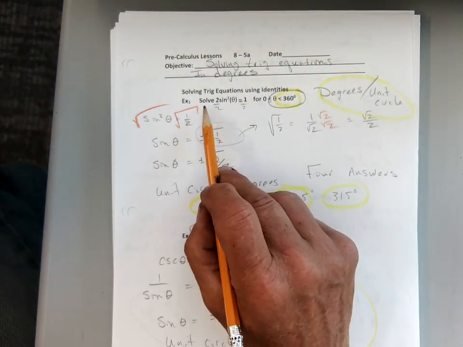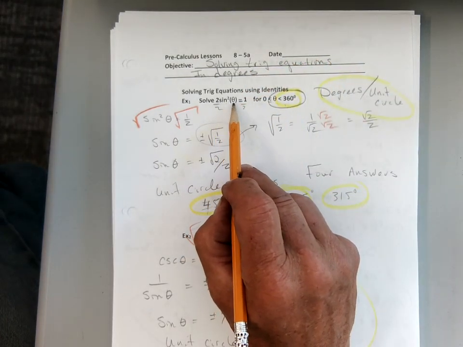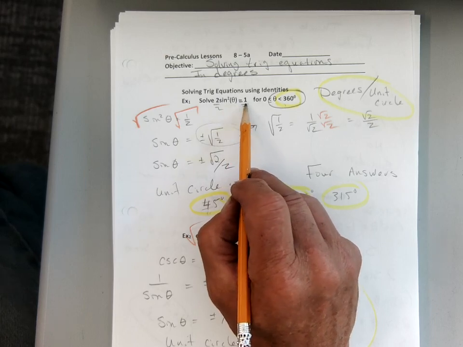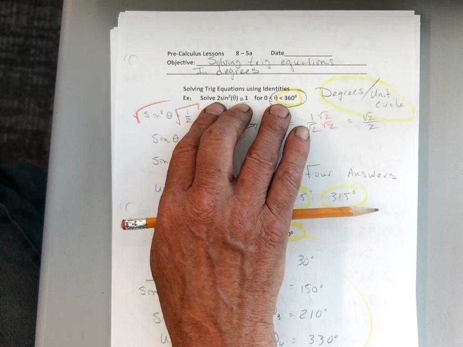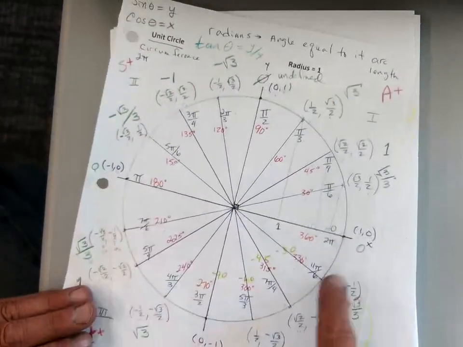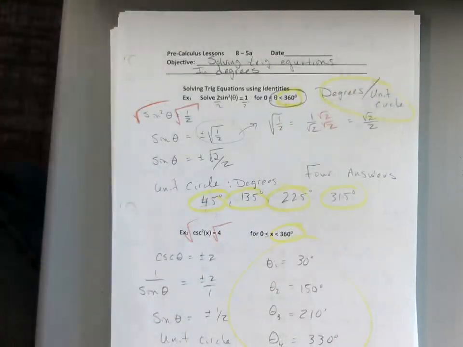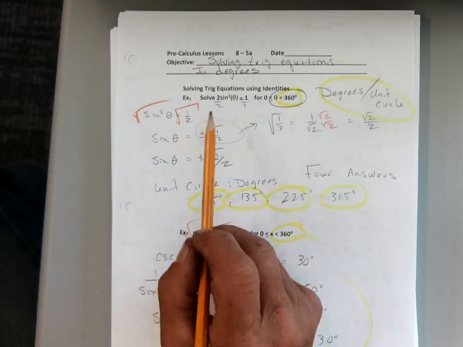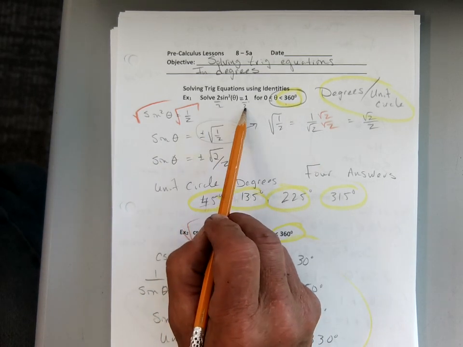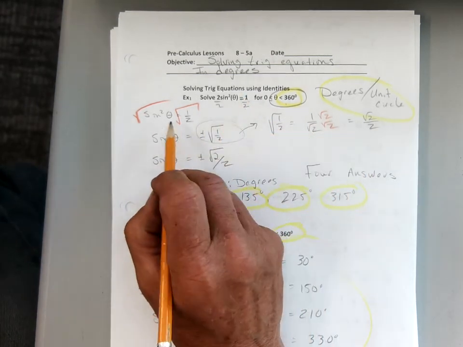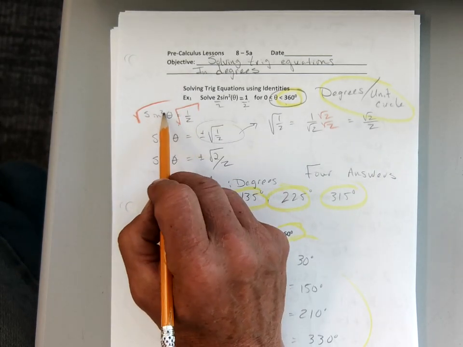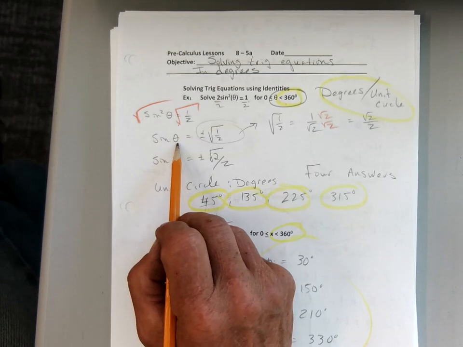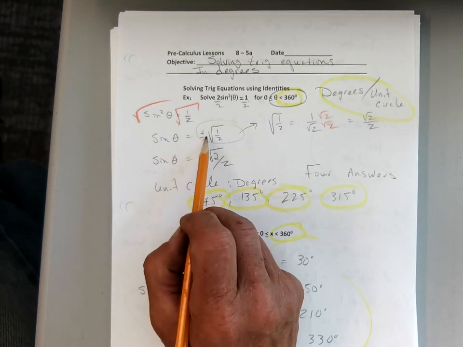So, first example, solve 2 sine squared theta plus 1 equals 1, okay? But it's from 0 to 360. From 0 to 360 means the entire unit circle, but in degrees. Our answer is going to be angles in degrees. So I'm just going to solve. First thing I do is divide by 2. Then I really have sine squared of theta equals 1/2. Square root of both sides to get rid of the square. I get sine of theta equals plus minus, remember 2 answers, plus minus square root of 1/2.